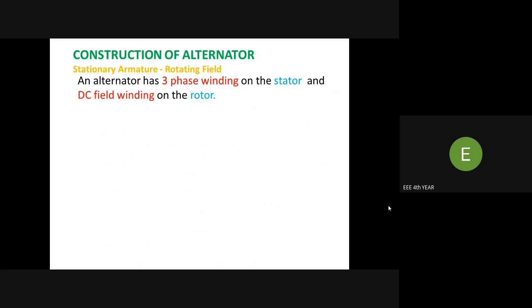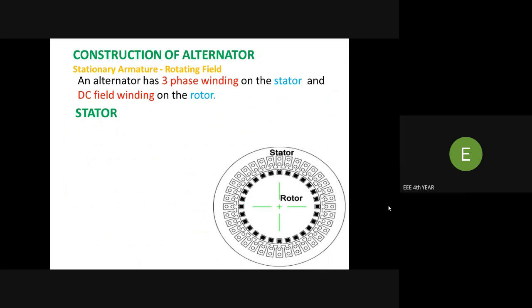Here the alternator has three-phase winding on the stator part, the stationary part, and the DC field winding on the rotating part, that is the rotor. In the stator, three-phase windings are there. In the rotor, field windings are there. So first the stator, here the diagram is available. This part is the stator part. A number of slots are provided there, so armature windings are placed inside of the slots.